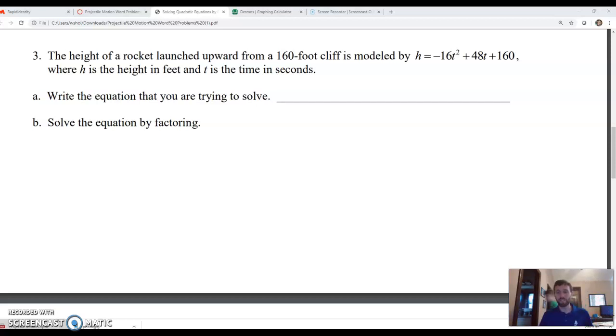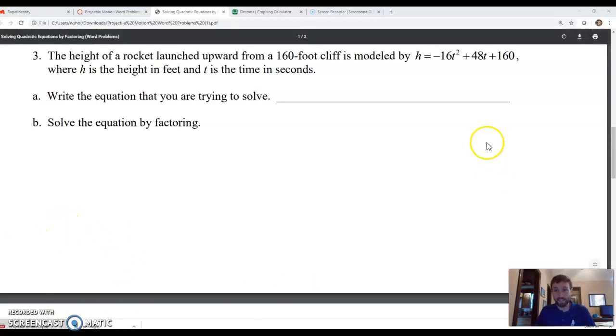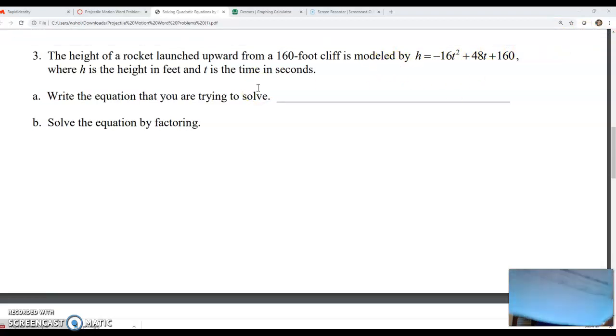All right, so we're solving this equation. We're trying to find the zeros, all right? So the equation we're trying to solve is we're basically setting this equation right here equal to 0, and in doing so, it's going to look like this. So it equals 0.